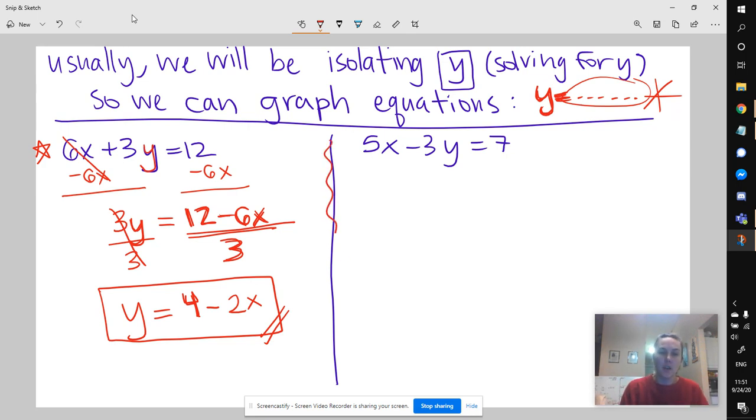All right, let's do another example. We've got 5x minus 3y equals 7. And again, we want to solve for y.